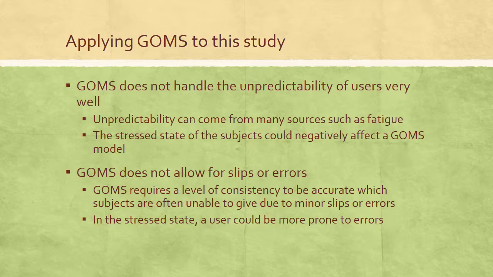It requires the level of consistency to be accurate, but in a stressed state, users would be more prone to these errors, and that could cause the GOMS data to be skewed. Everyone has certain levels of errors anyway, but again, in this stress state, those errors could be greatly exaggerated.